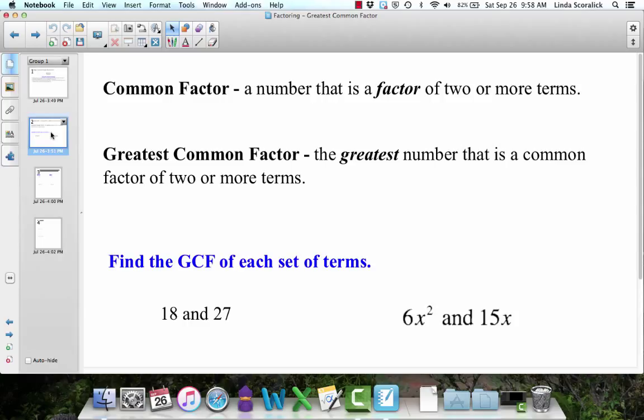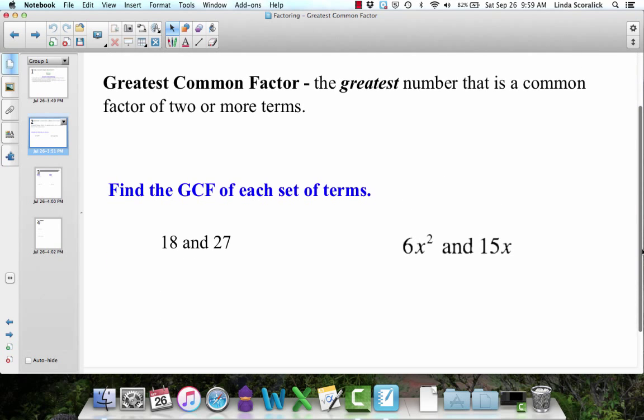A common factor is a number that is a factor of two or more terms. So for example, if two terms are both divisible by 2, then 2 would be a common factor of those terms. The greatest common factor is the greatest such number that is a common factor of two or more terms. So it may be possible that two terms have common factors of 2 and 4. They'd both be considered common factors, but 4 would be the greatest common factor.